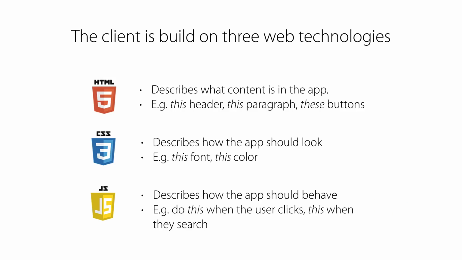Recall from previous lectures that the client, that is, applications running in your web browser, are built on three different web technologies. Those are HTML, CSS, and JavaScript. HTML describes generally what content is in the application. For example, this header, this paragraph, these buttons. CSS describes how the app should look. For example, this font or this color. And JavaScript describes how the application should behave. So for example, do this when the user clicks or do this when they search. That is, JavaScript is responsible for the behavior of the application.